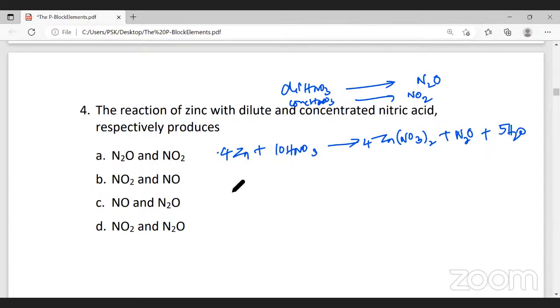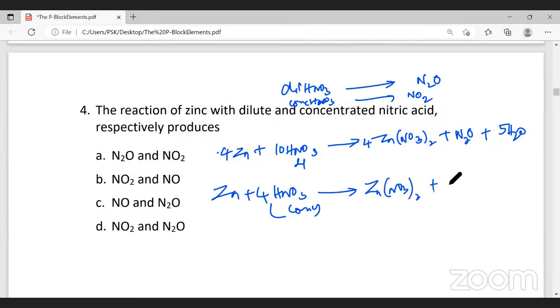Zinc reacts with concentrated nitric acid. This is concentrated and this is dilute. It reacts with concentrated nitric acid to form the product zinc nitrate, giving brown fumes of nitrogen dioxide, plus 2 moles of water. See, concentrated nitric acid gives nitrogen dioxide and dilute nitric acid gives nitrous oxide. Remember this for your exams.